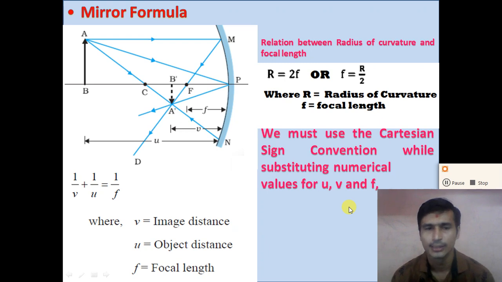So for the example we use the formula 1 by v plus 1 by u is equal to 1 by f, right?